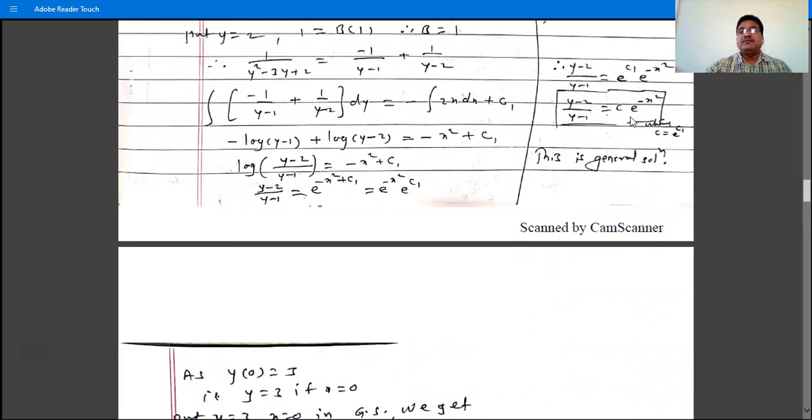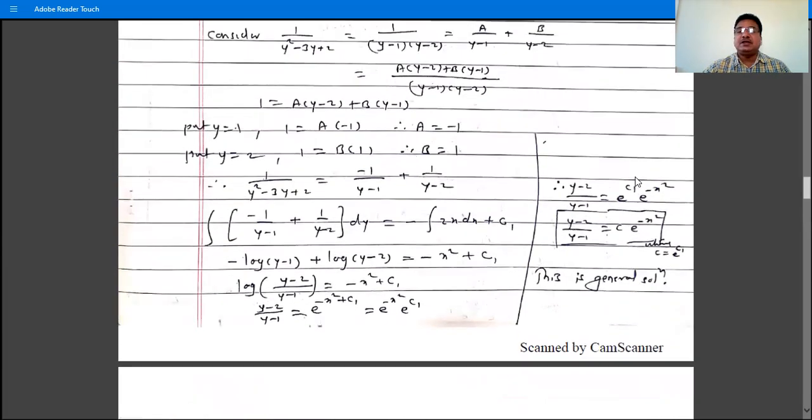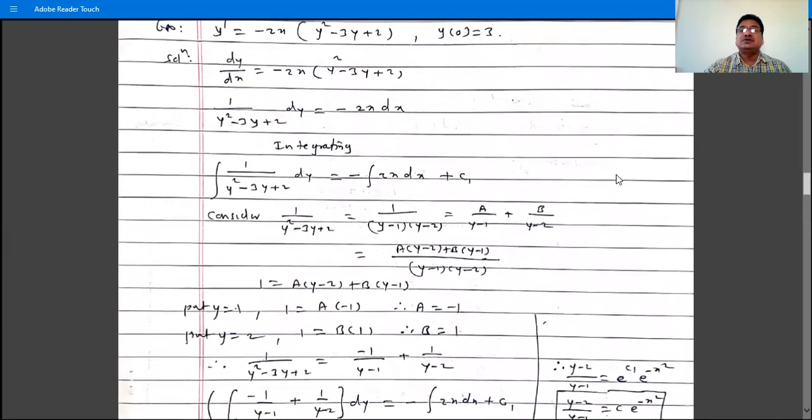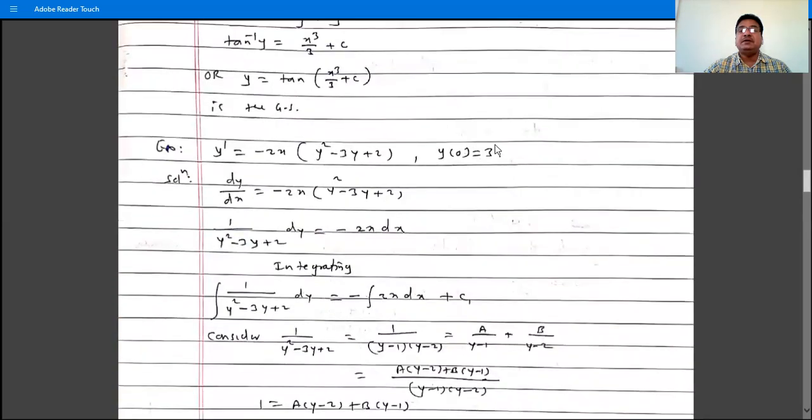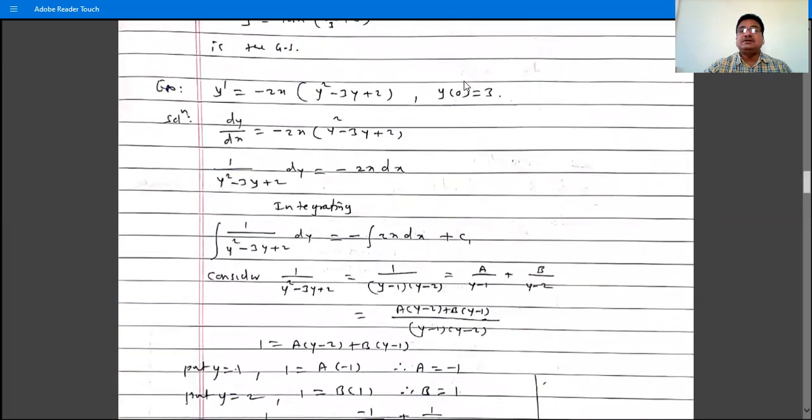So what we have? We have (y minus 2) divided by (y minus 1) is equal to C e raised to minus x square. And this is the general solution of the given differential equation. Now we have to find the particular solution. And what is given? The condition is y(0) is equal to 3.